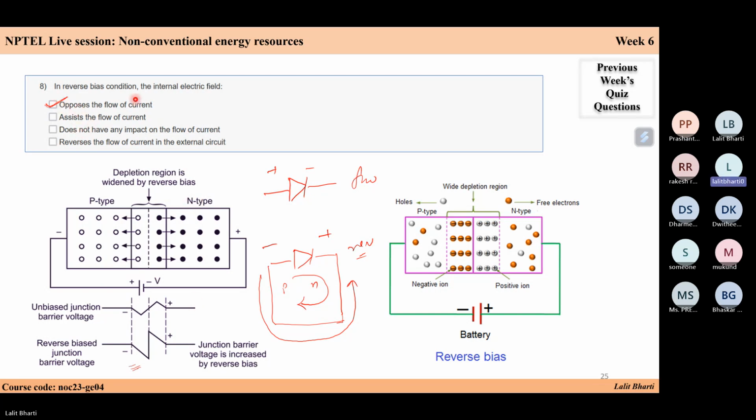So it opposes the flow of current. That is correct. Assist in flow of current, that is not correct. Incorrect. Does not have any impact, and reverse the flow of current. So options second, third, fourth are not correct. Only option 1 is correct.